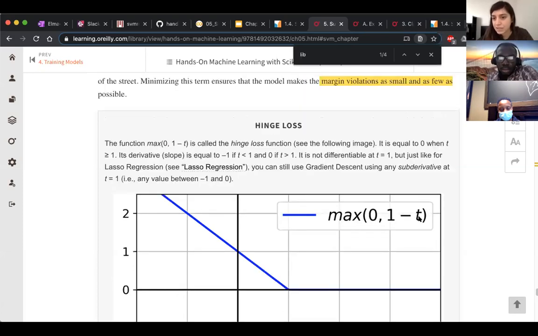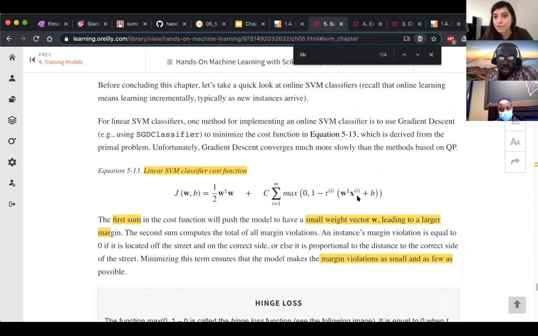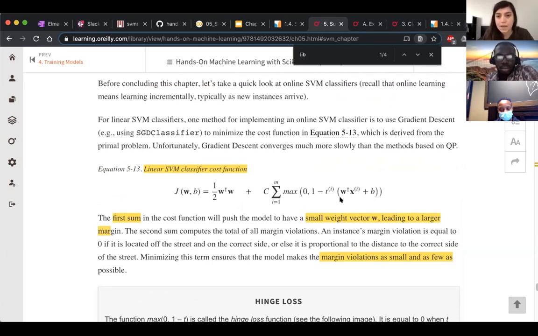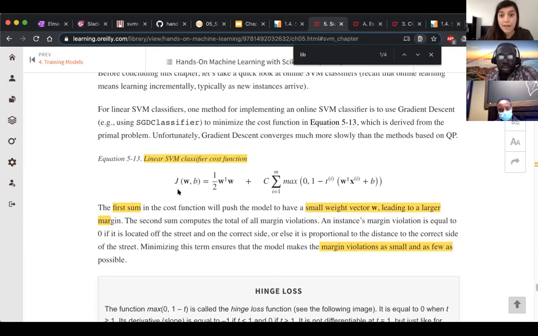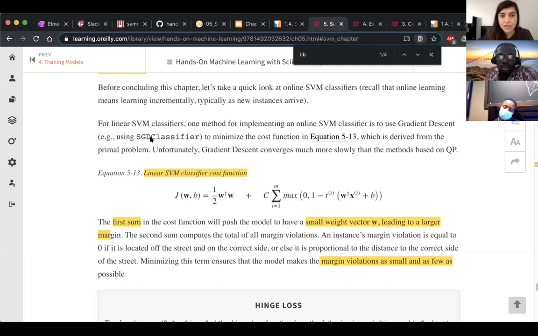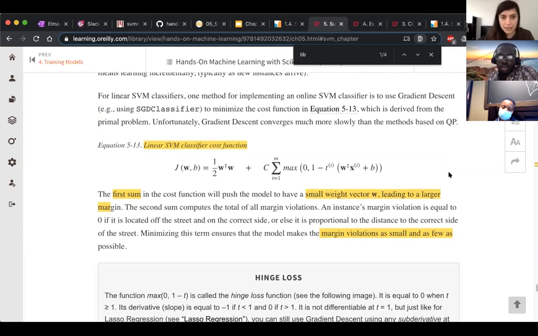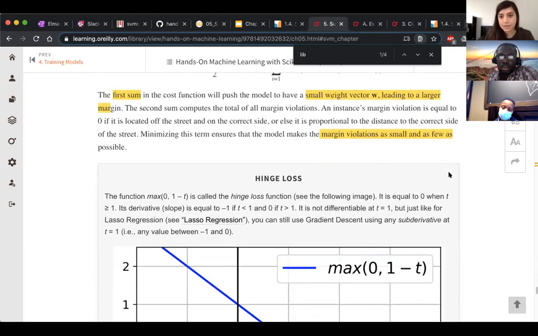And this t is a function itself, and that function depends on my prediction. So by incorporating that loss function in my bigger loss function, this is how it goes: the linear SVM classifier loss function. We're doing this to be able to use the SGD classifier, a gradient descent classifier, on my SVM model. And that's it.